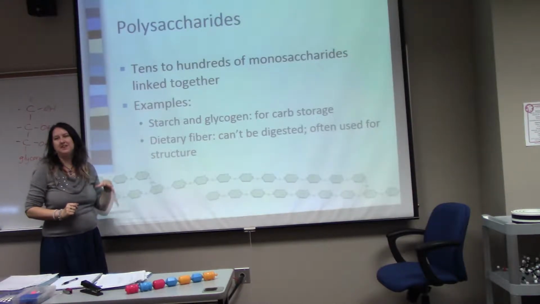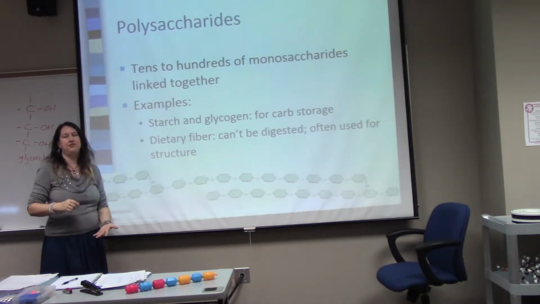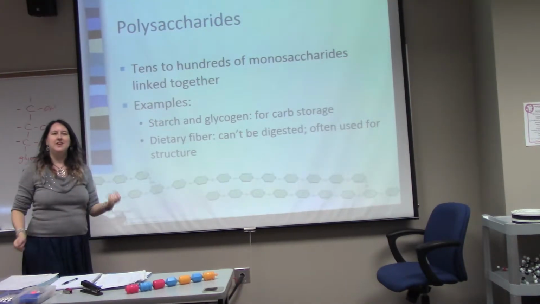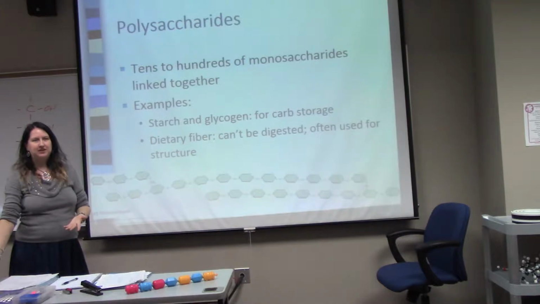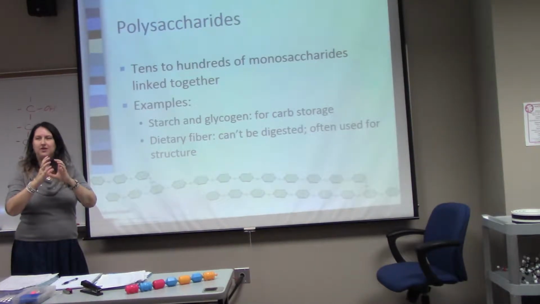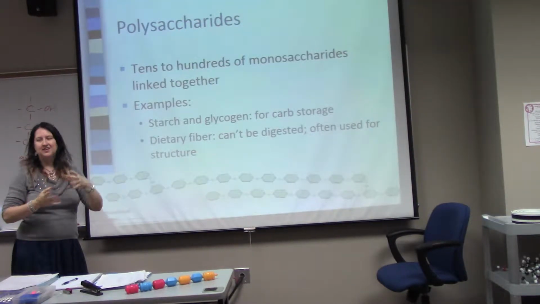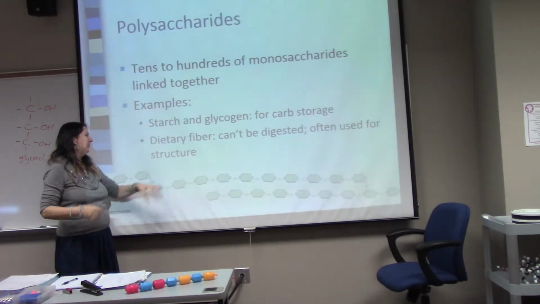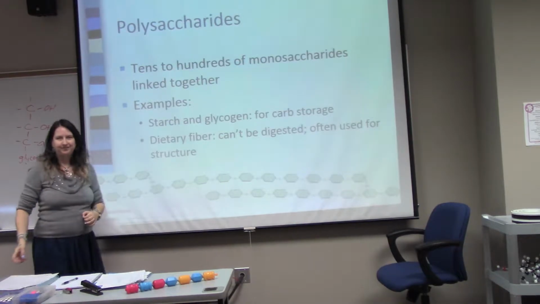Another type of polysaccharide is used for structure, especially in plants. There's one called cellulose that is what makes your vegetables crunchy. It forms walls around the cells to give the plant more structure. We can't digest it, so we call it dietary fiber.